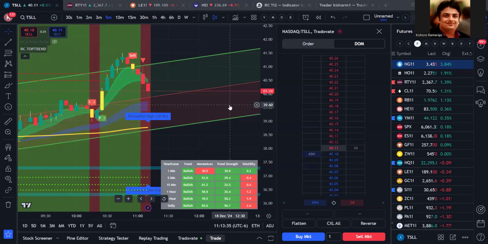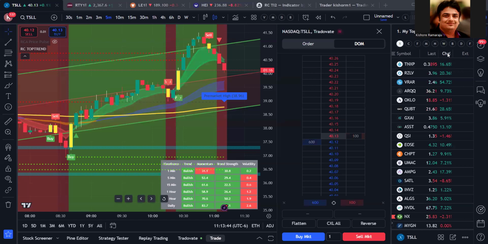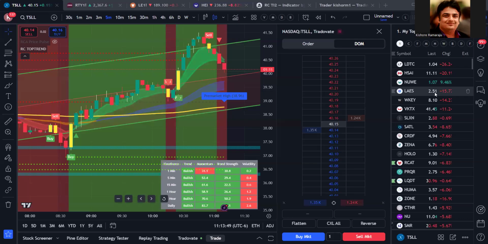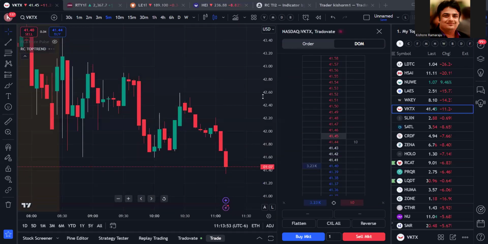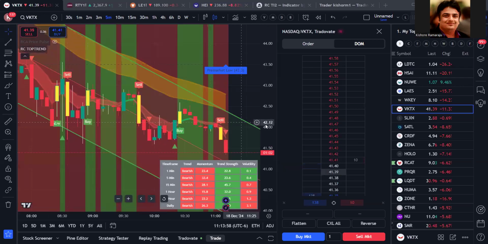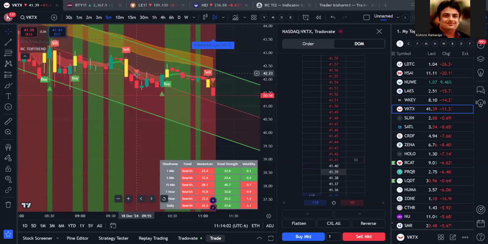So is the channel trending upside or downside? If the channel is trending upside, you will only focus on the buy signals. For example, if you have something like VKTX, now the channel is pointing towards the downside, right? That means it is in the downtrend. Or if your clouds are red and orange in color, that means it is a downtrend. So always look for the sell signal.